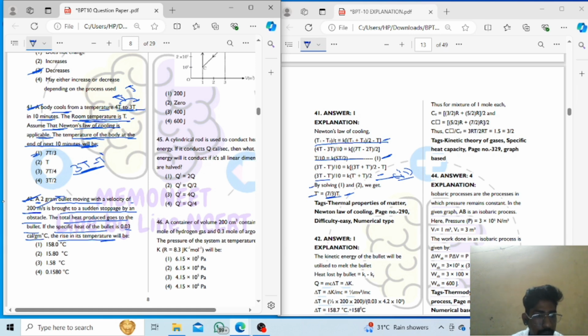The object is moving towards a certain obstacle, therefore the kinetic energy of the object is converted to heat here. So kinetic energy equals the heat produced: half m v square equals m c ΔT. The mass m cancels out, so the rise in temperature ΔT is nothing but V square by 2c. V square by 2c will be the answer.